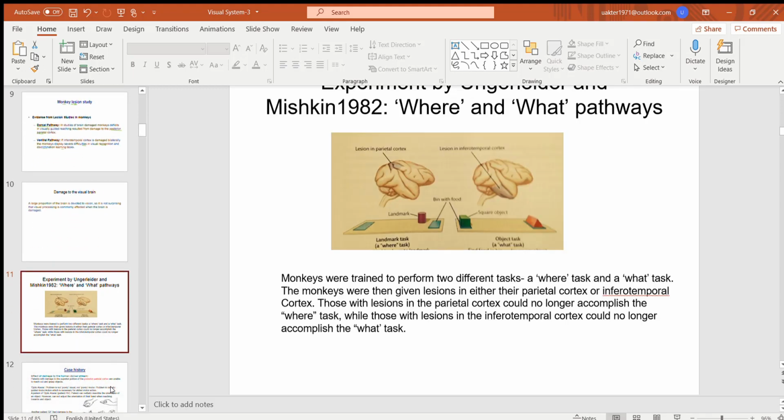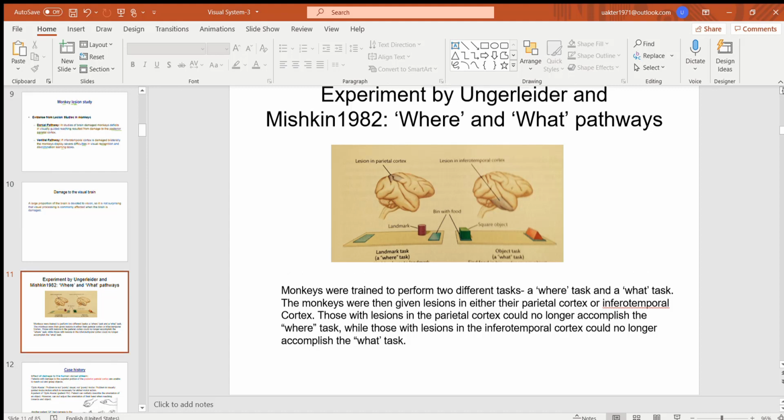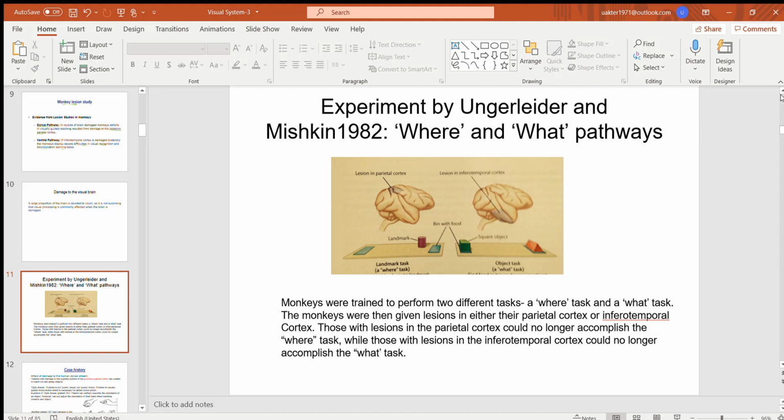How are the experiments done? This is a nice example of the experiment on where and what pathways. Very simple experiment on the monkeys, and you can get an idea. So this experiment was designed this way. You see that in this case, the first one, this is a landmark task. That means where task. So the food was placed under, or hidden under, a square rectangular bin. Okay, so this is the shape of the bin, and under this rectangular bin you have the food.